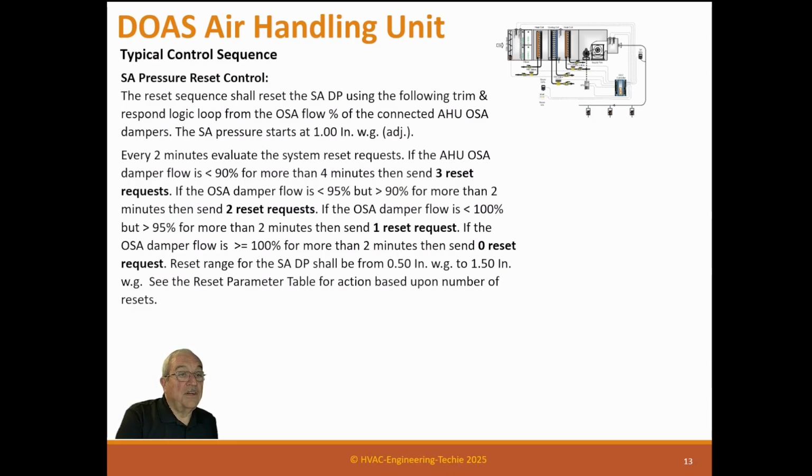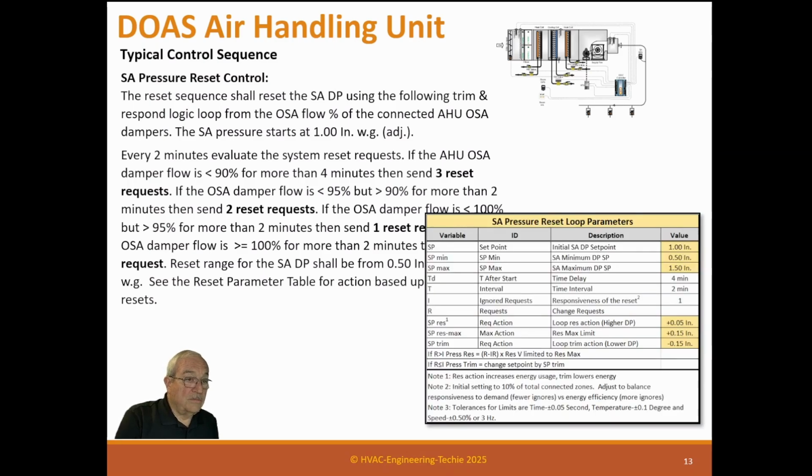If the outside air damper flow is less than 100% but greater than 95% for more than 2 minutes, then send 1 reset request. If the outside damper flow is greater than or equal to 100% for more than 2 minutes, then send 0 requests, so don't send a request. Reset range for the supply air differential pressure shall be from 0.5 inches to 1.5 inches. See the reset parameter table for action based upon the number of resets.